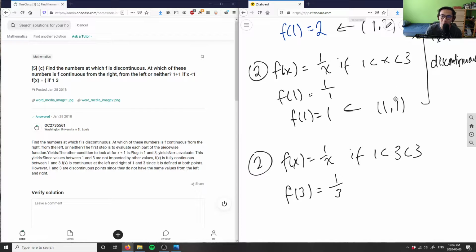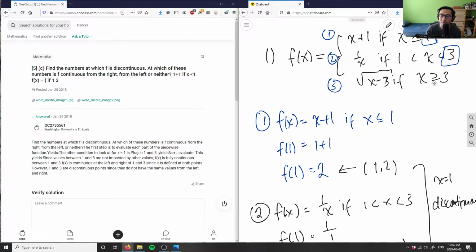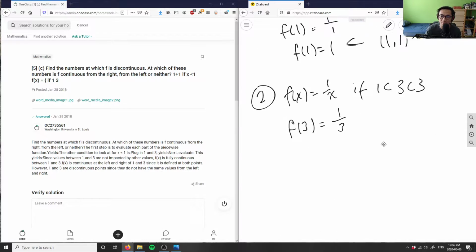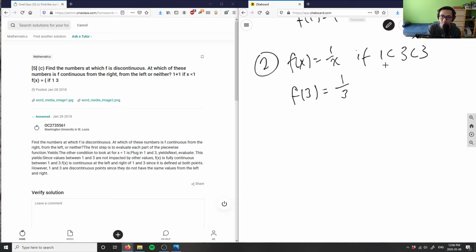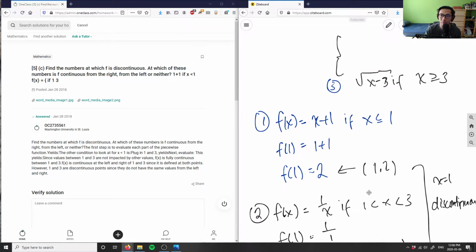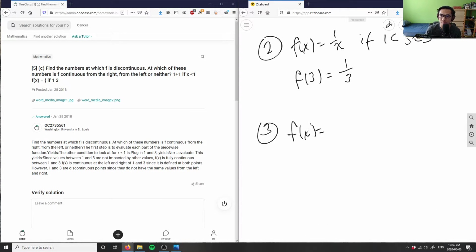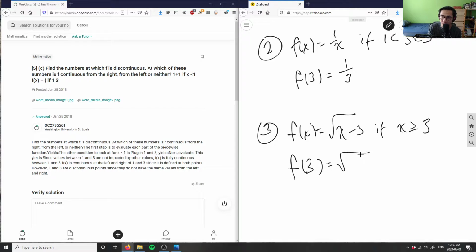And then finally, I'm going to check for 3 here using the third function, because it's actually going to exist at x equals 3 here. So f of x would equal, I think it's the square root of x minus 3, if x is greater than or equal to 3. I'm putting in f of 3, which equals the square root of 3 minus 3, which equals root 1, which equals 1. So f of 3 here equals 1.